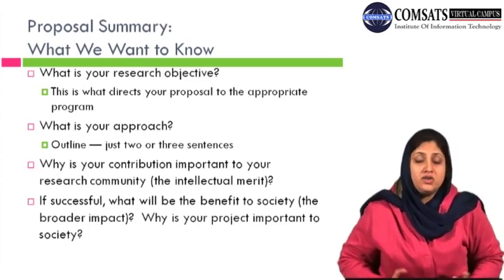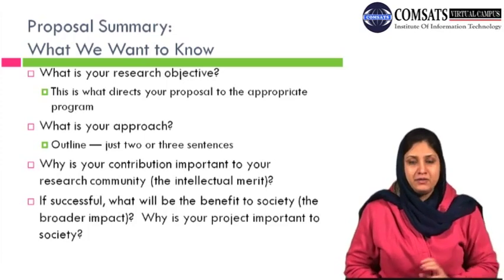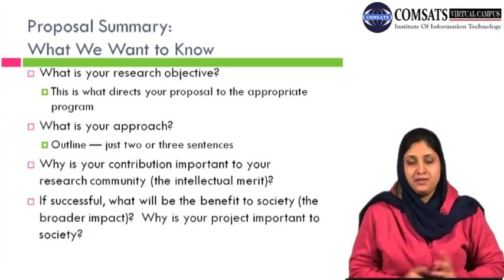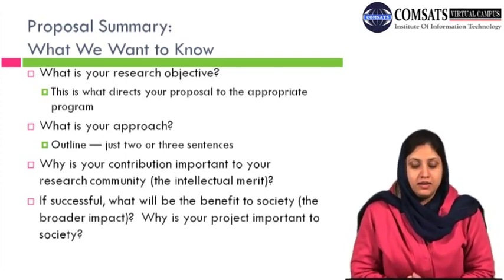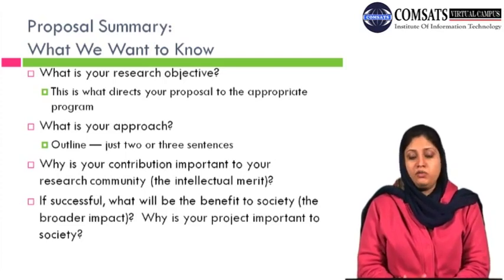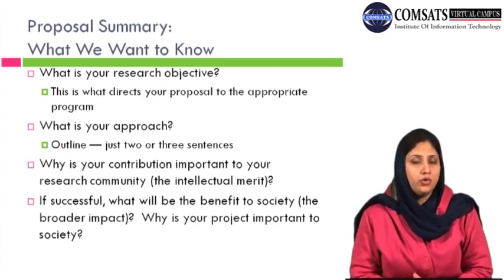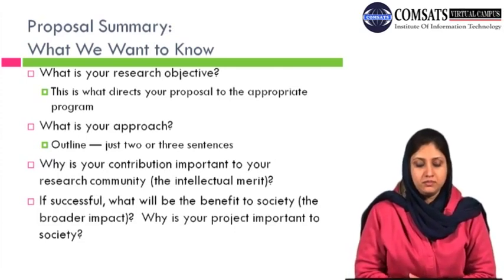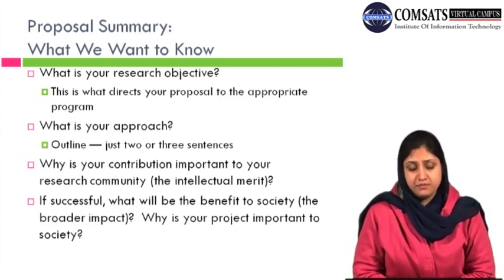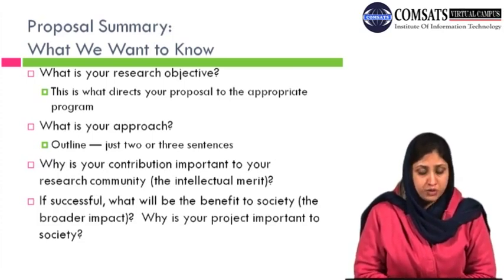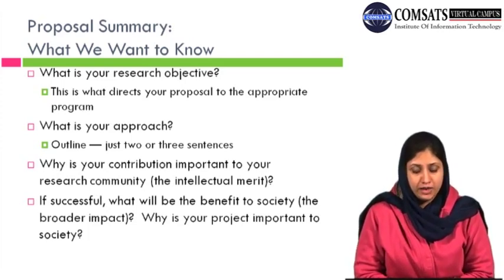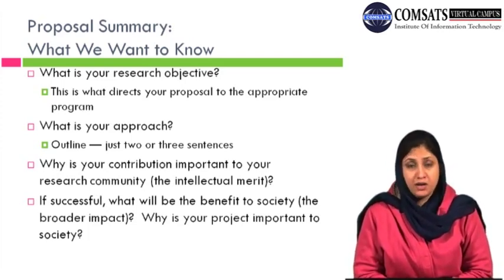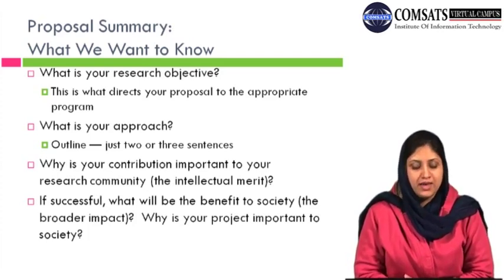So if somebody does not have enough time to go through your proposal, the summary provides the clear, bigger, and complete picture, because the abstract is still not the complete picture at times. The proposal summary basically answers what we want to know. Whatever I want to know for sure should be there in the summary. Like, what is your research objective? This is what directs your proposal to the appropriate program. What is your approach? Provide a clear outline. Just two or three sentences would suffice. However, it has to be very clear and to the point. Why is your contribution important to your research community?